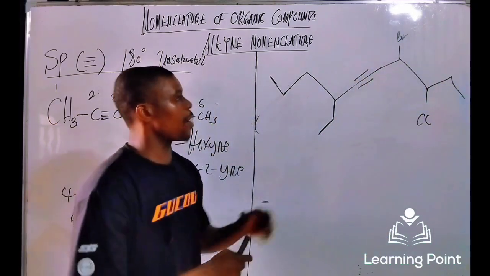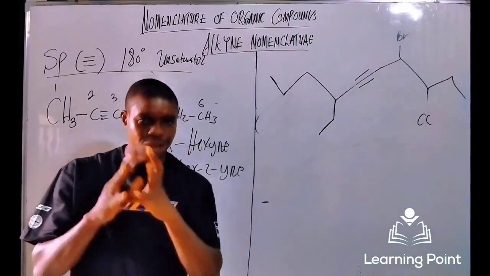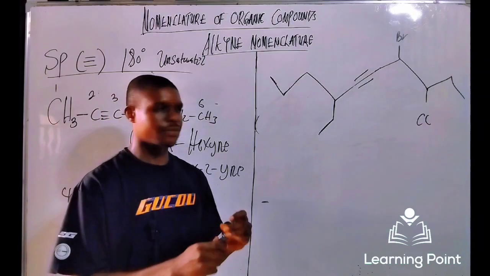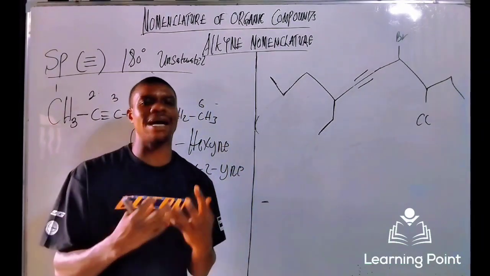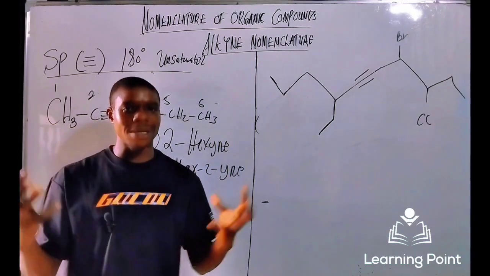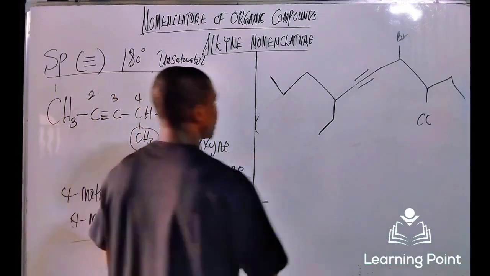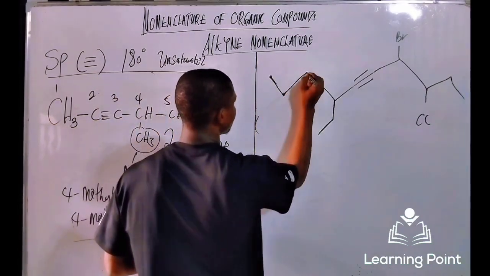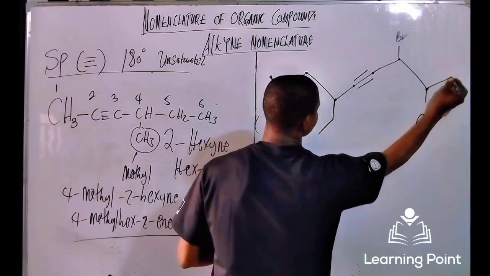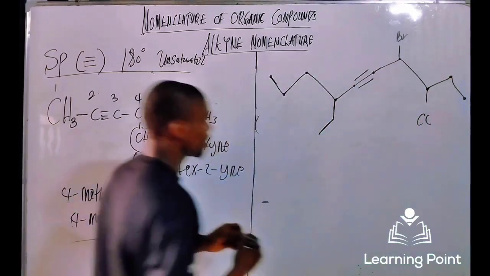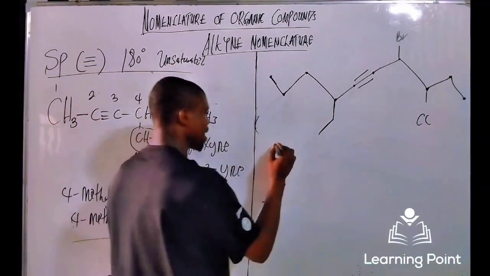Now let's say you have been given this kind of structure here. How do we name this structure? Take the longest continuous carbon chain, that is the chain that has the highest number of carbon atoms. Here we have 1, 2, 3, 4, 5, 6, 7, 8, 9, and 10. So it's going to be decyne.